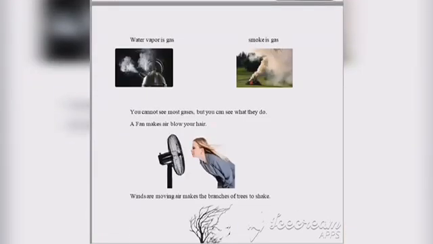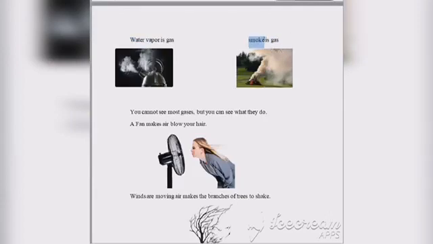Okay, let's move on. Water vapor is gas. Do you see this kettle here? When you put it on fire, the water becomes a gas. And we call this gas water vapor. Water vapor is a gas.